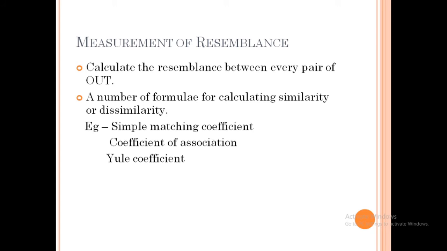Now, the next step is what? Measurement of resemblance. So now you have to calculate the resemblance between every pair of the operational taxonomic units. The spelling is wrong, OTU. Every pair of OTU. A number of formulas are there to calculate similarity or dissimilarity. Different methods are there, no need to go into detail. Just mention simple matching coefficient, coefficient of association and Yule coefficient to measure the resemblance.